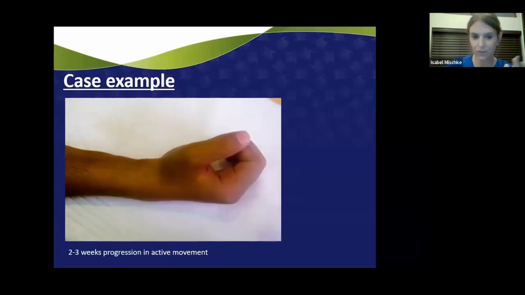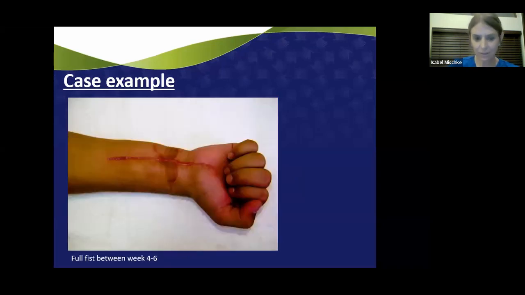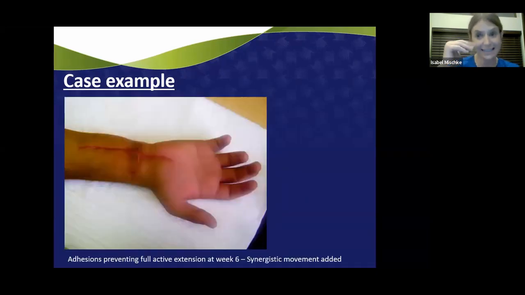So the first 2 weeks, we started with half a fist of active movement. 2 to 3 weeks, we started progressing in that active movement. And then he started making a full fist between week 4 to 6. Because he had nerves that were sutured and because he had wrist flexors involved, we only started with synergistic motion because he was starting to get some adhesions and he was not able to fully extend his hand at week 6.